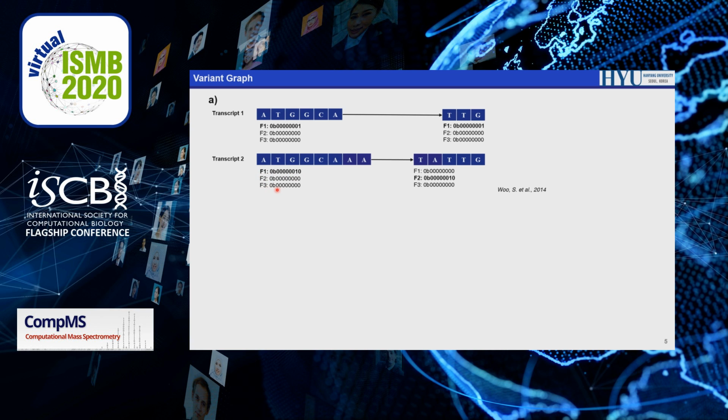For transcripts in the same gene, the overlapped nodes are divided into common node and distinct nodes, and then the frames are recalculated. For example, the node in a red box is divided into TA and TTG.